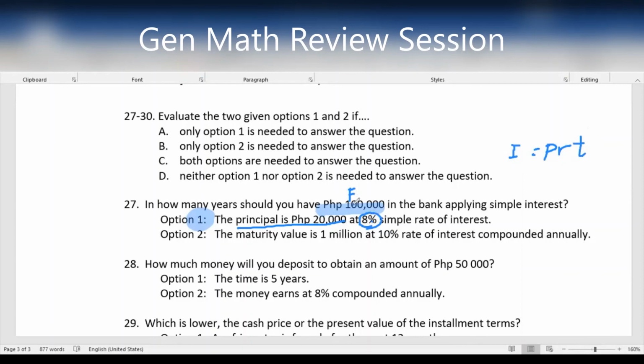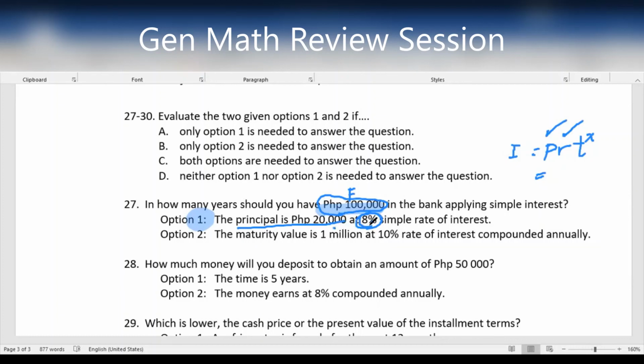So in the given, we have already what? Future value, di ba? Should you have 100,000? So this is the future value. We don't have the interest. Ayan, ito, may interest naman doon. So check for the interest, yung rate. In how many years, we do not know. Okay, may principal na. Ito na siya.